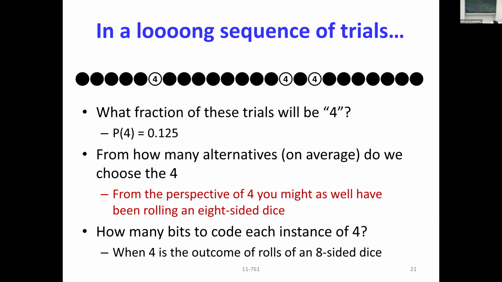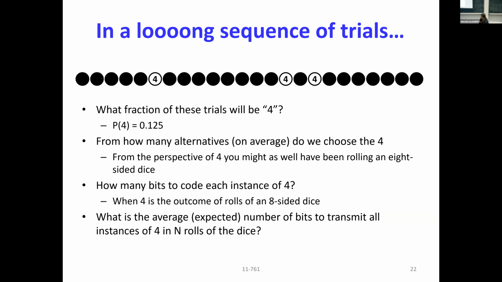to send the 4s, right? And how many bits to code each instance of 4? When 4 is the outcome of the roll of an 8-sided dice, it's 3. So the number of bits I need to send 4s in my large sequence is n over 8 times 3, right? So that's basically what I'm expecting to show over here. So the average per occurrence of 4, what is it? Per occurrence of 4, just by dividing by n, right? Over here. So average per row.